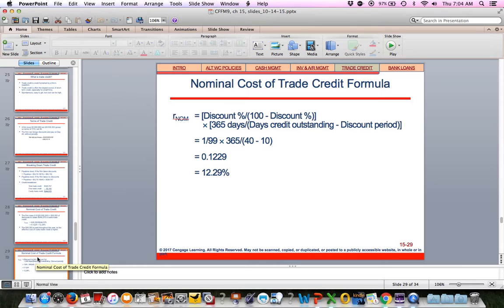And so the nominal cost of trade credit formula, and you'll be doing a few of these in APLIA, is the discount divided by 100 minus the discount. This was a 1% discount, so it's 1 divided by 100 minus 1, times 365 divided by days credit outstanding minus the discount period, which was 40 and 10. And we get 12.29%.